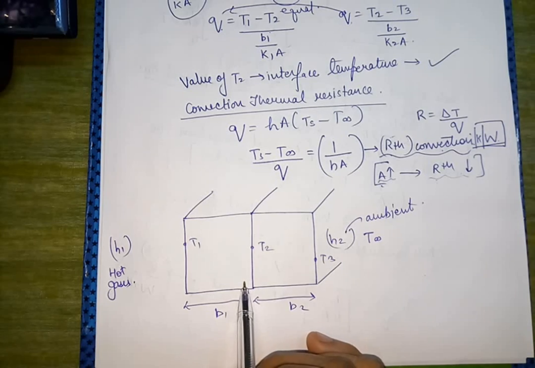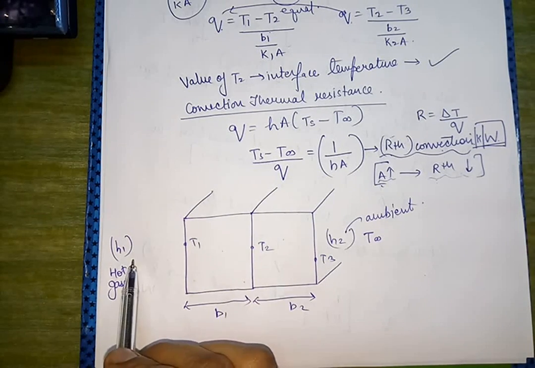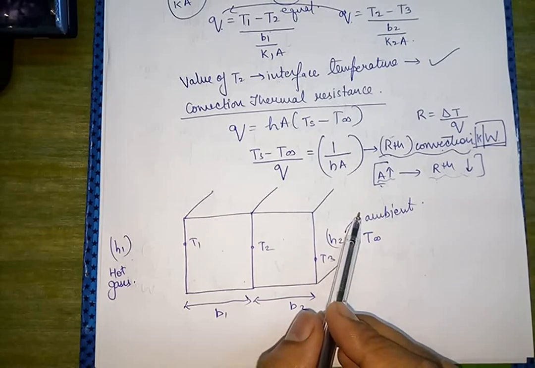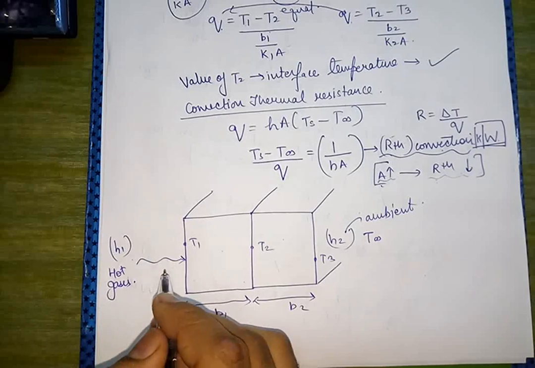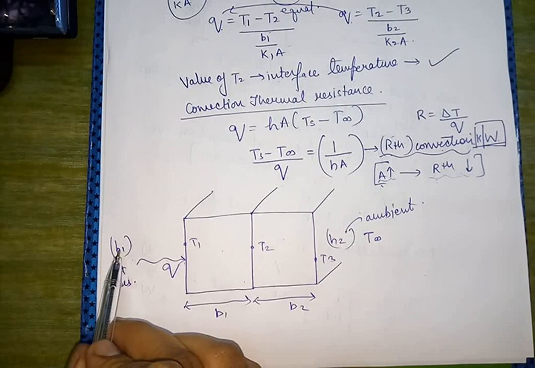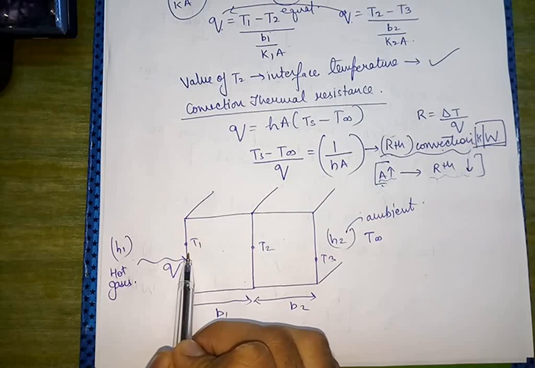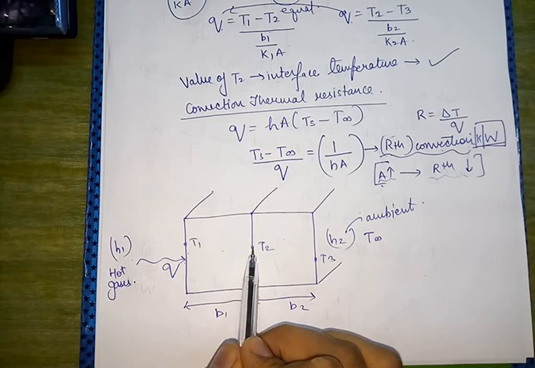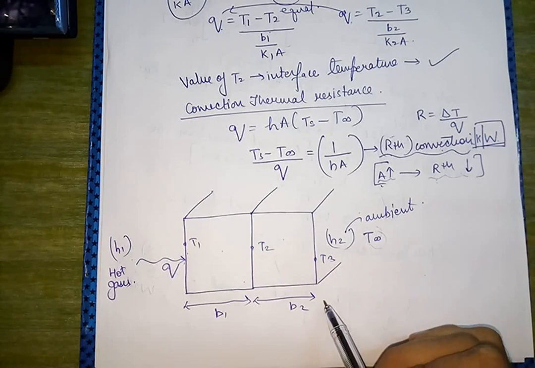Now if we come to a case where there are composite slabs such that on the left hand and right hand side faces of these slabs we have convection through the gases also. Say, for example, Q amount of heat is being convected from this hot gas to the face at T1, it will then travel to T2, then to T3, and finally it is convected off to the ambient surroundings.